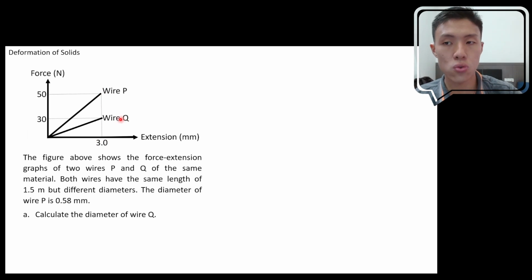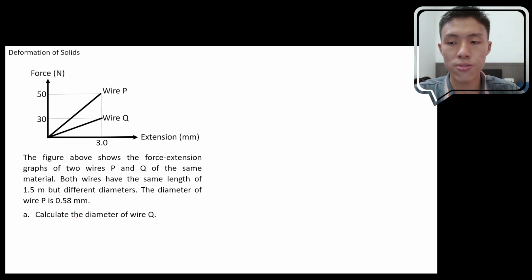Whereas for wire Q, it experienced a maximum force of 30 Newton, and at the end of it, you see that the extension that happens to wire Q is the same as wire P, which is 3 mm as well. The figure above shows the force extension graph of two wires P and Q of the same material.